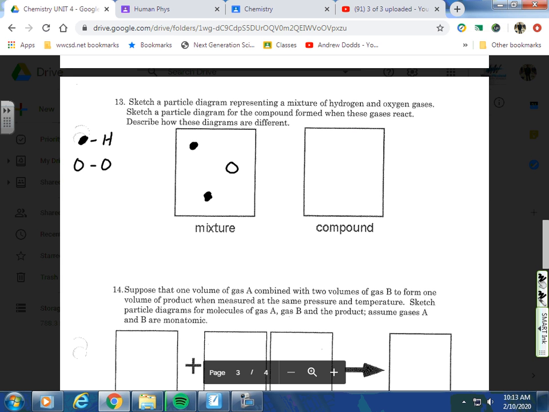The problem is we actually know now that hydrogen and oxygen are diatomic elements, right? So they actually exist as two atoms stuck together. Diatomic elements, that's what diatomic elements are. And so in the compound, what do hydrogen and oxygen form when we combine them? H2O. So I could do this. Oops, I did them backwards.